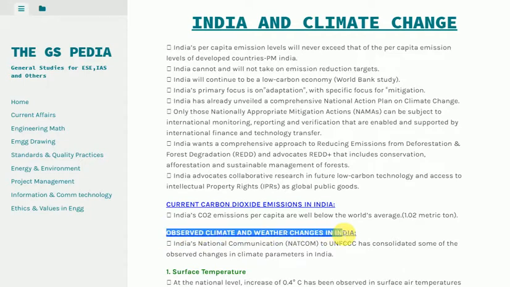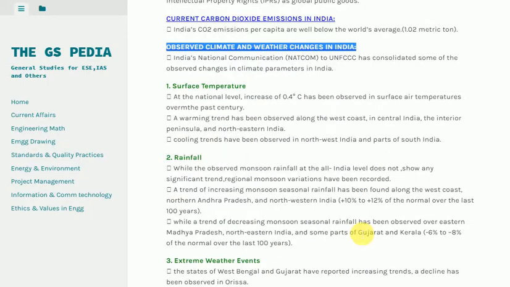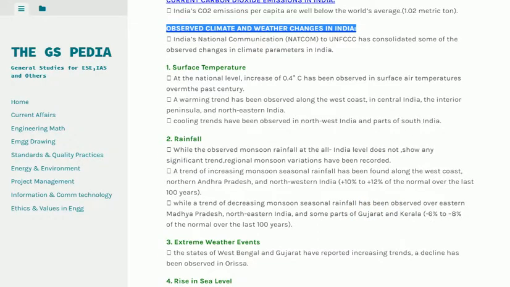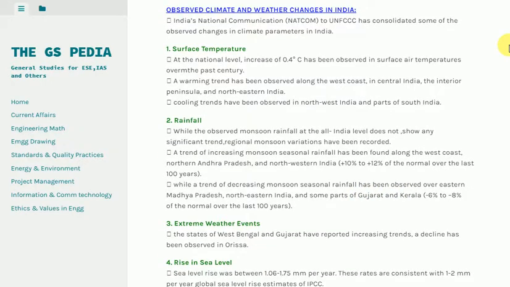Observed climate and weather changes in India. India's National Communication to the UNFCCC has consolidated some of the observed changes in climate parameters in India. 1. Surface temperature. At the national level, an increase of 0.4 degrees C has been observed in surface air temperatures. Over the past century, a warming trend has been observed along the west coast, in central India, the interior peninsula, and northeastern India. Cooling trends have been observed in northwest India and parts of South India.